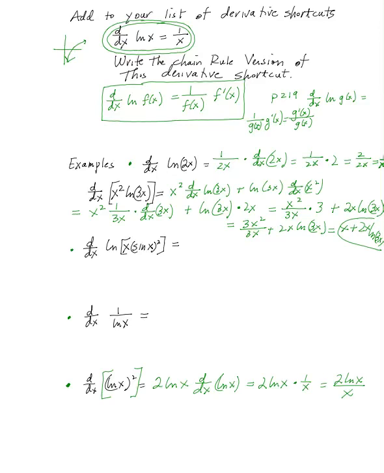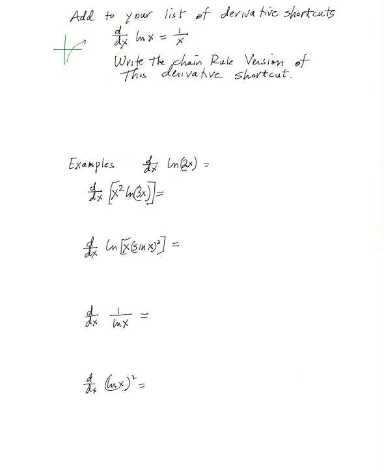Because again, the graph of the natural log function looks like this. It doesn't touch the y-axis, so x can't be 0. Doesn't go over here into quadrants 2 and 3, so x can't be negative.